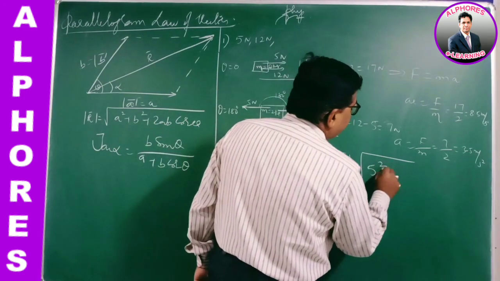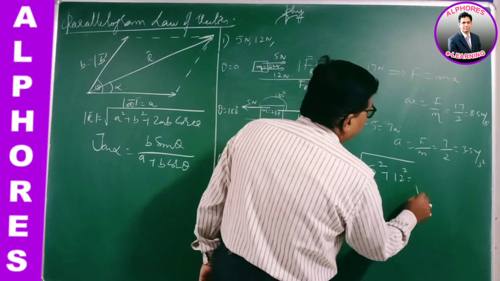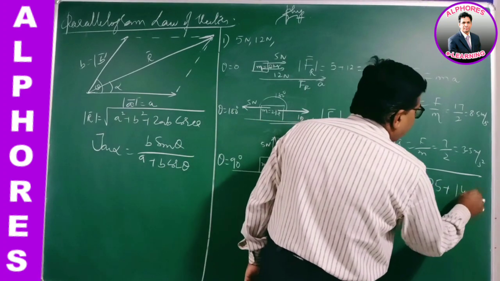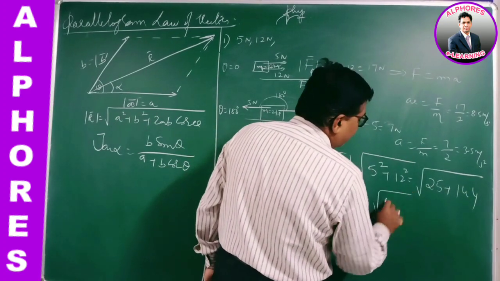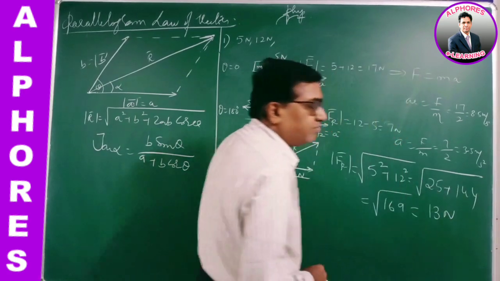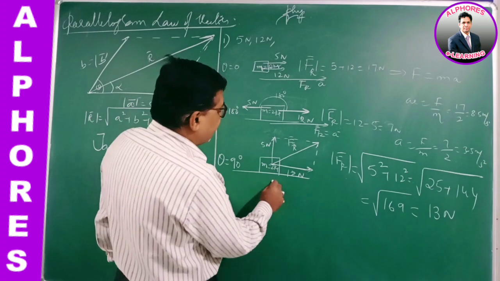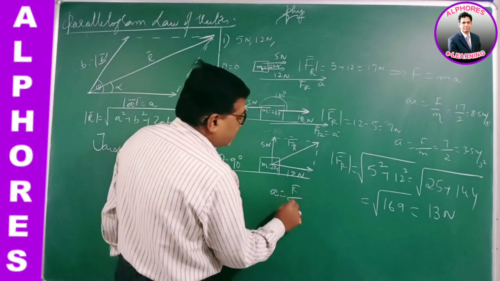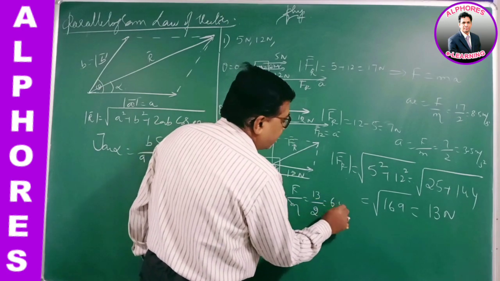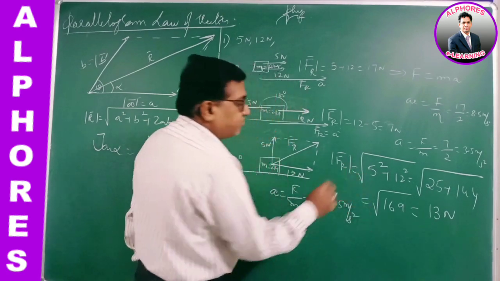So it is 5 square plus 12 square. You know 5 square is 25 and 12 square is 144. It is under root 169. Add both, 169. Answer is 13 Newton. Then what is the acceleration now? Acceleration is force by mass. It's 13 by mass, which is 2. It is 6.5 meter per second square.